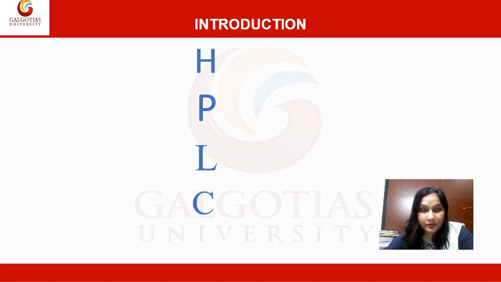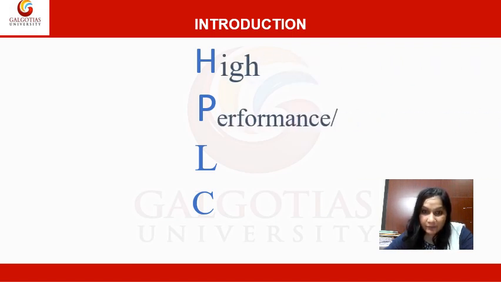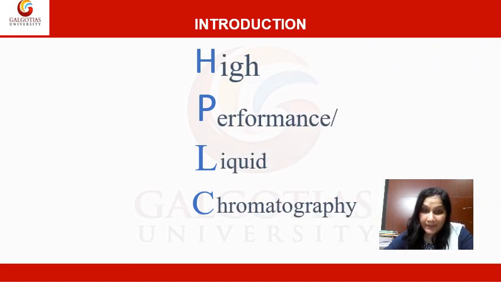So first of all, let's understand what is HPLC, why this is known as high performance liquid chromatography, and how this chromatography is superior to your normal liquid chromatography. As I already told you, H stands for high, P is for performance, L is for liquid, and C is for chromatography. Now this should be clear that it is just a type of liquid chromatography that is advanced in terms of highly sophisticated instrument.